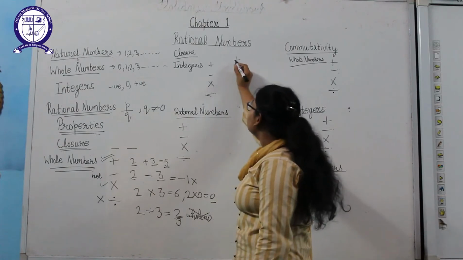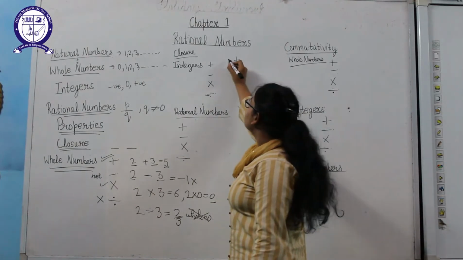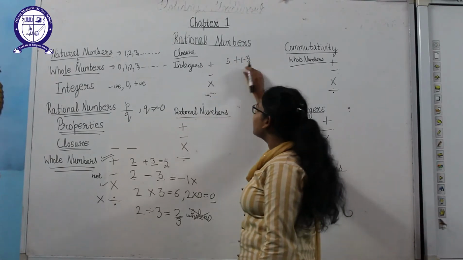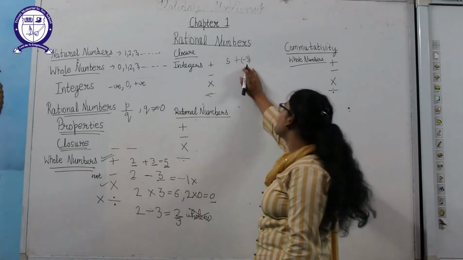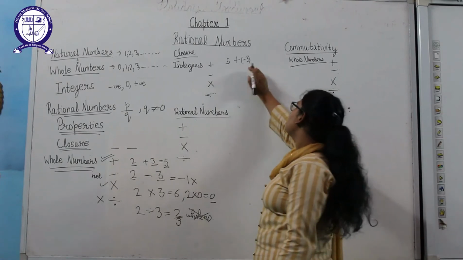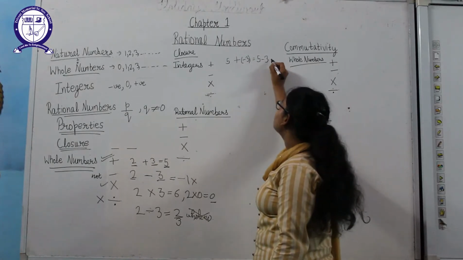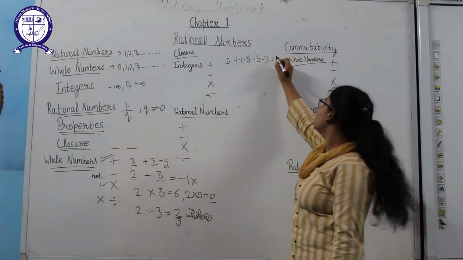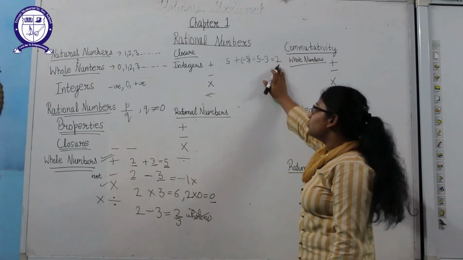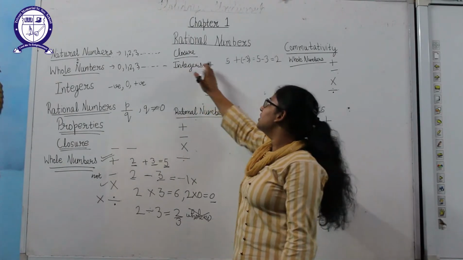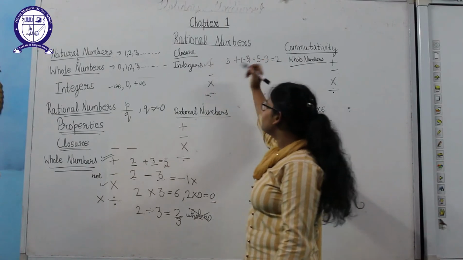We are adding any of the integers. Suppose we are adding 5 and we are adding minus 3. Minus 3 comes under integers, so we can take it easily. So 5 plus minus 3 means 5 minus 3, which will be equal to 2. So 2 is an integer, so we can say that integers are closed under addition.